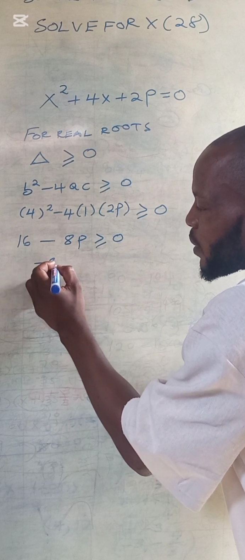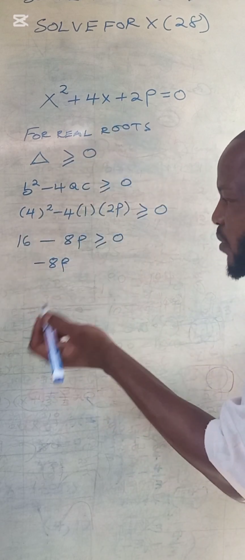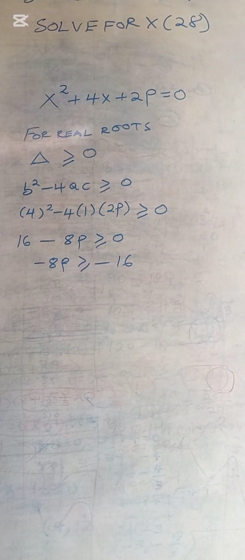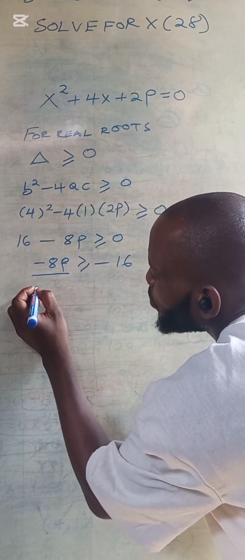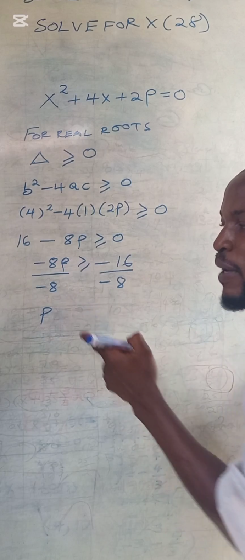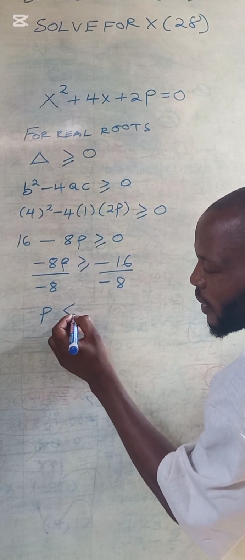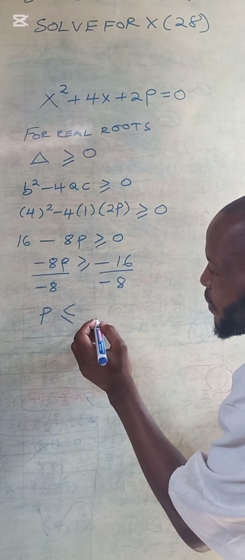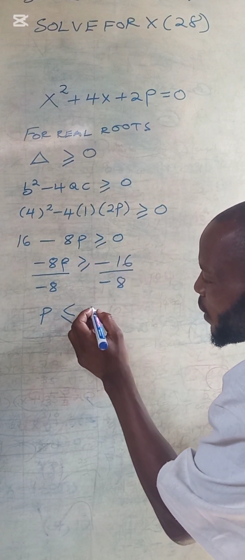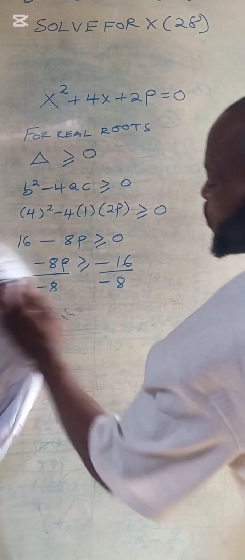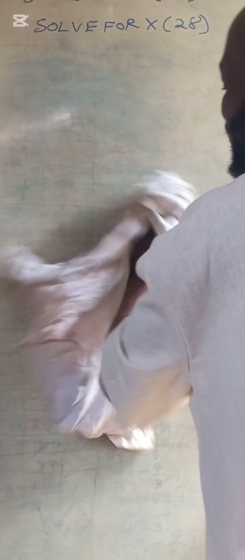So here we can see negative 8p. We can take it that side, or we can still transpose the 16. Negative 8p must be greater or equal to negative 16. And then we want p, so we divide by the coefficient of p, which is negative. And you know, if you divide by a negative number, what happens to the inequality sign? It changes, right? It was greater or equal to, now it becomes less or equal to. Negative by negative is positive, 16 divided by 8 is 2. So if p is less or equal to 2, this equation will have real roots, right? I'll make a separate video on nature of roots, I promise.